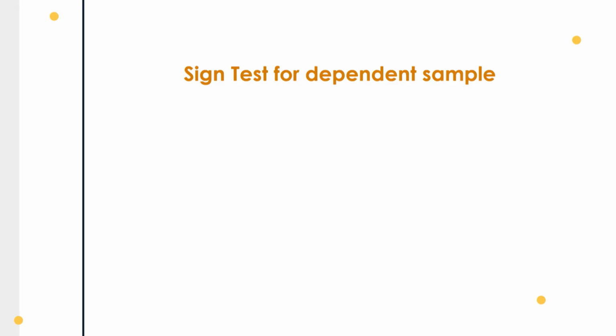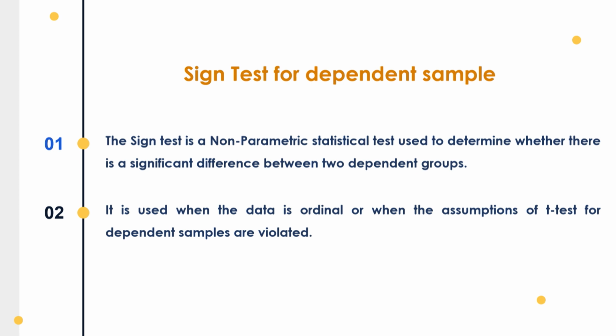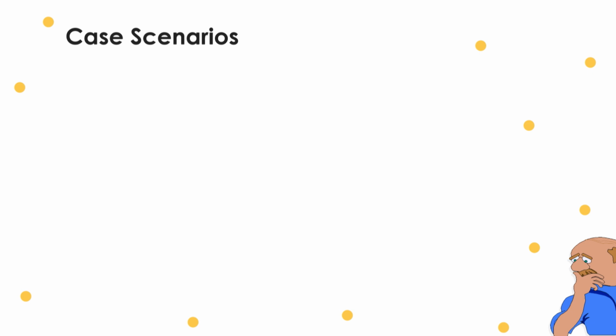First, the definition of the sign test for dependent samples. The sign test is a non-parametric statistical test used to determine whether there is a significant difference between two dependent groups, the same way as in the Wilcoxon signed rank test. It is used when the data is ordinal or when the assumptions of the paired t test are violated, that is, when we are unable to satisfy the assumptions of the paired t test. So, let us look at different case scenarios and what kind of test should be applied.